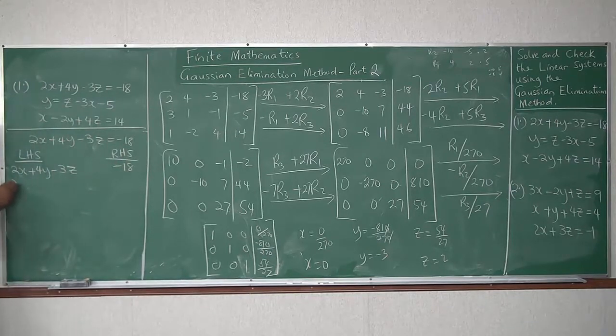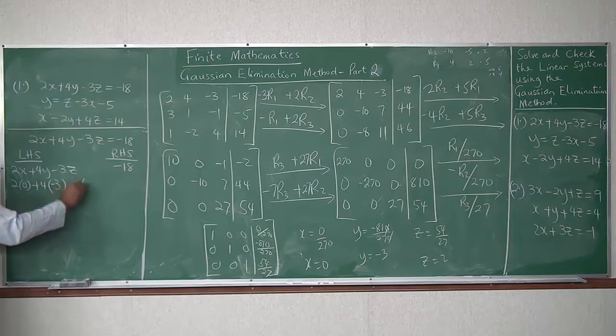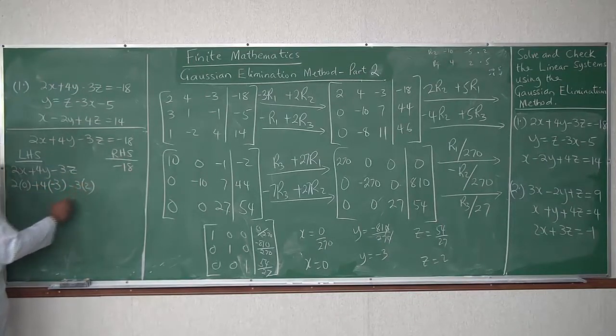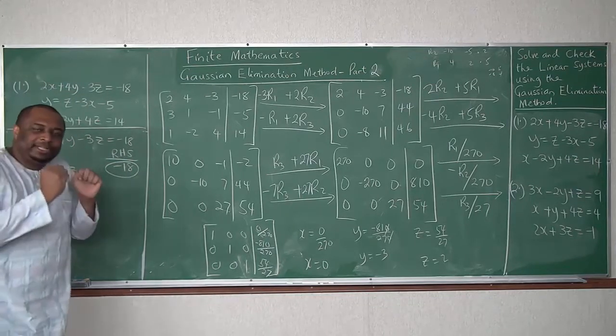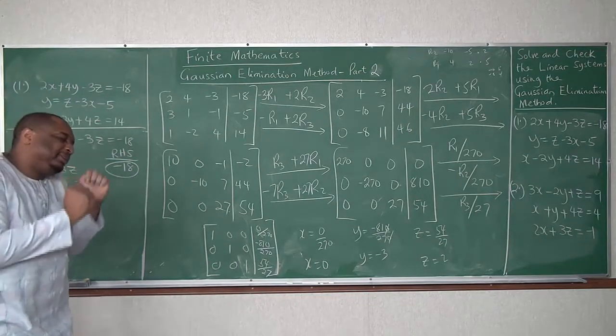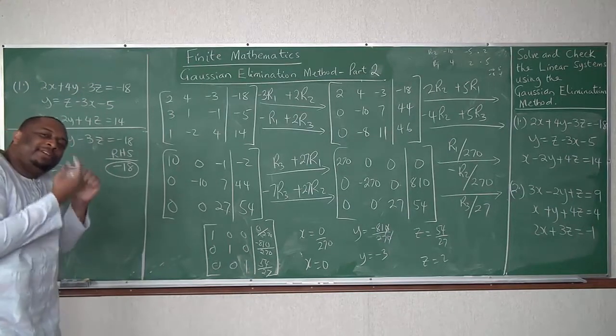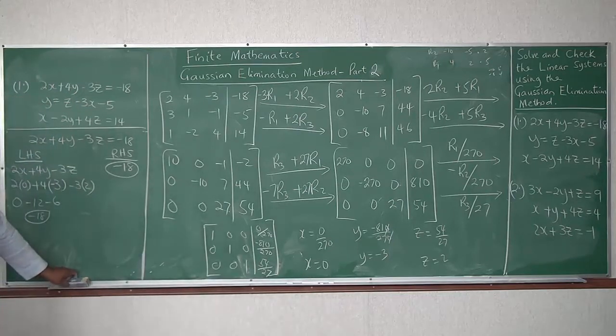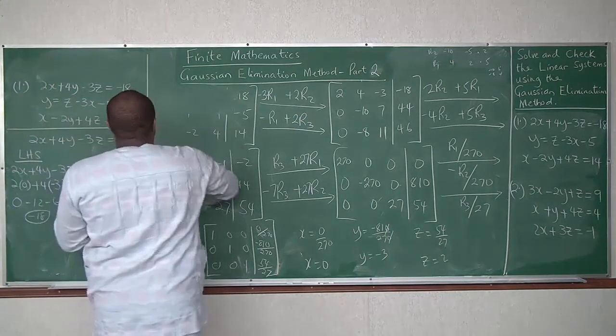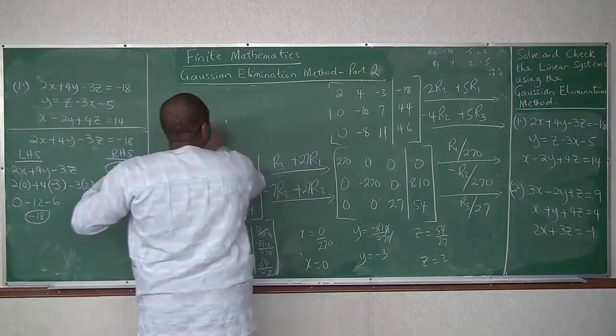Now our x is 0, 2 times 0 plus 4 times our y, which is minus 3, minus 3 times 2. So this is 0 minus 12 minus 6. And that is minus 18. Yay! A little rejoicing. You just dance a little bit. Because you've only checked one equation. You need to check 2 more. So let's check the next 2 equations and see what we got.